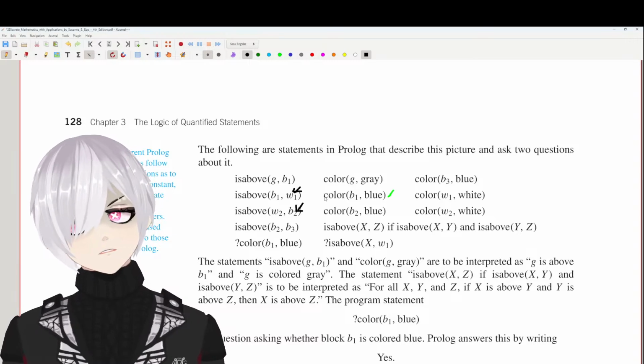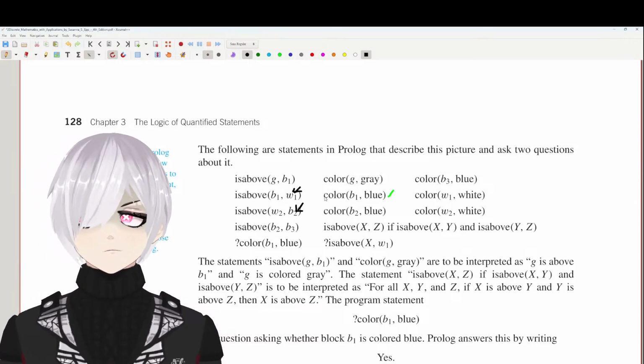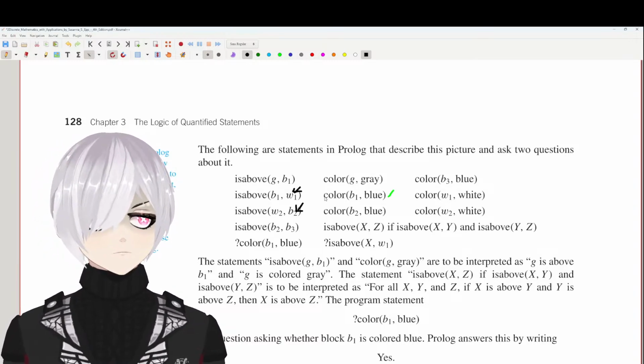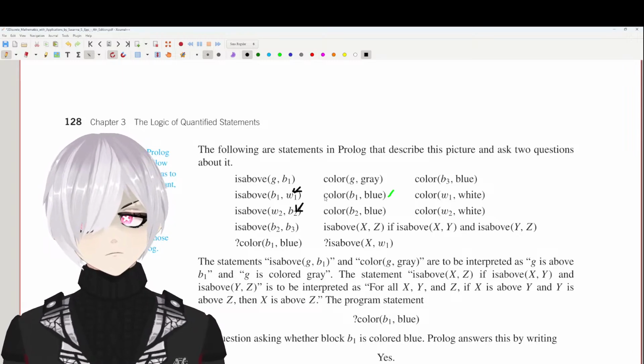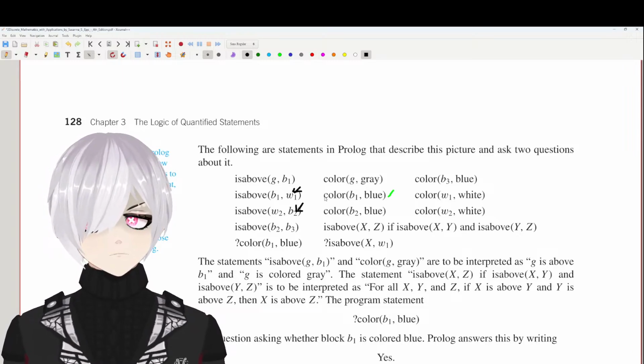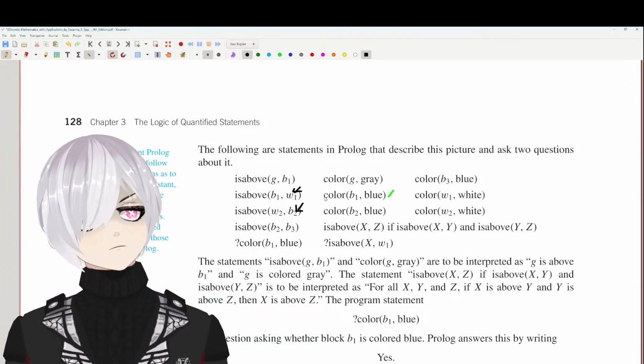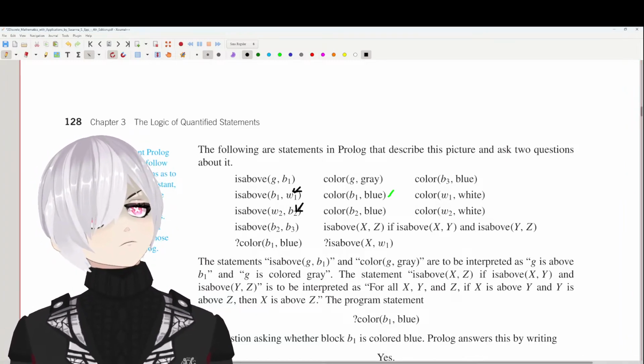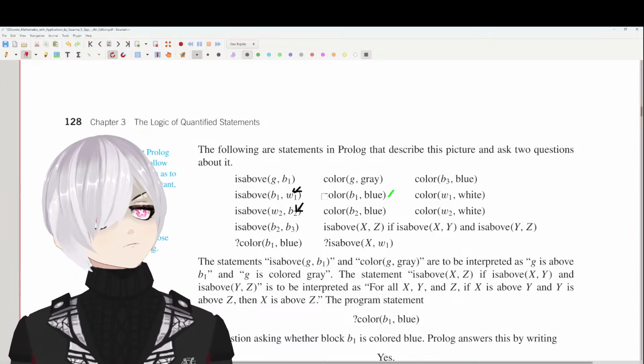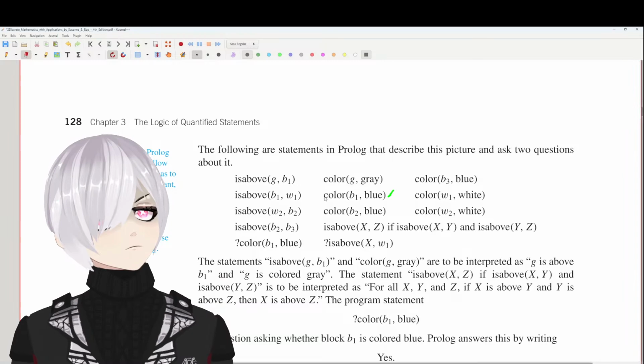Let's see. We can try using that rule: if x is above y and y is above z, then x is above z. I guess we can use that rule to order everything, or as much as we can. We know that G is above B1 and B1 is above W1. So we have G on top, then B1 below it, then W1 below that.